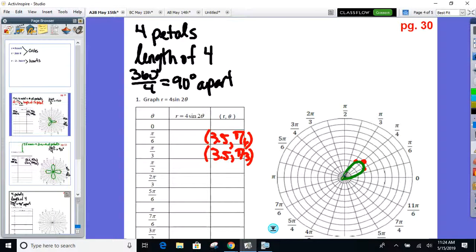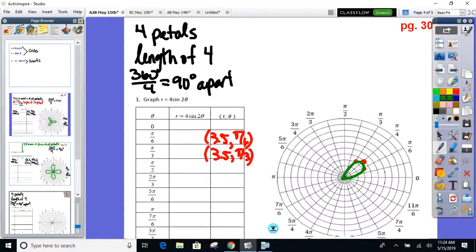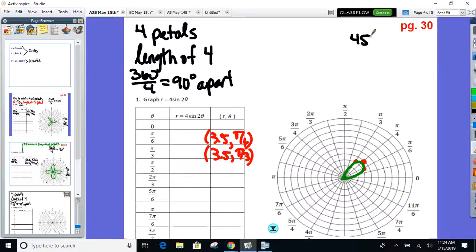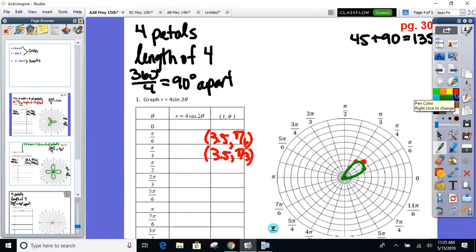Okay, where's the next petal going to go? We started at 45 and we said, how many degrees apart are they? 90. So where's the next one going to be? 135, also known as what in radians? 3 pi over 4. Here we go. 3 pi over 4.